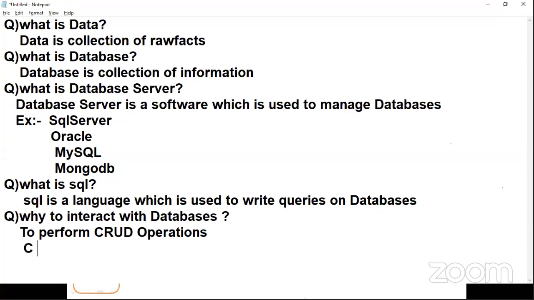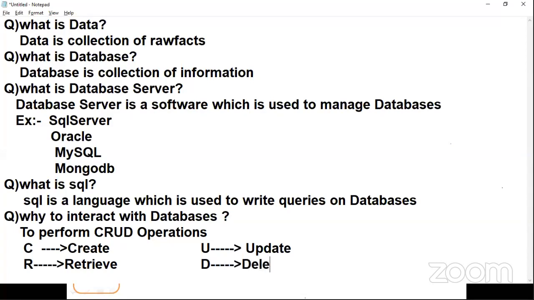C means create. R means retrieve. U means update. Are you following, everyone? And D means delete. So we can perform 4 types of operations. These 4 operations are called CRUD operations.